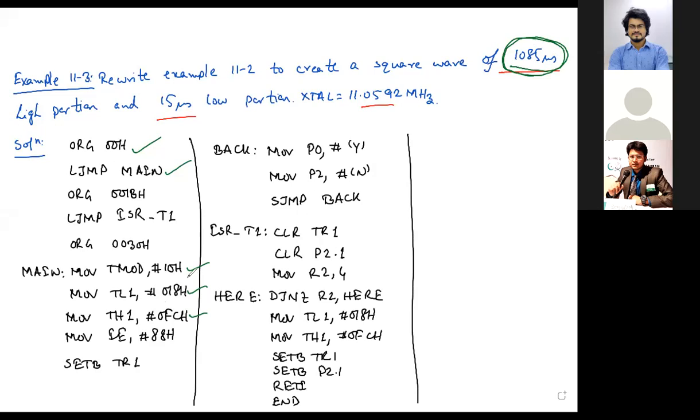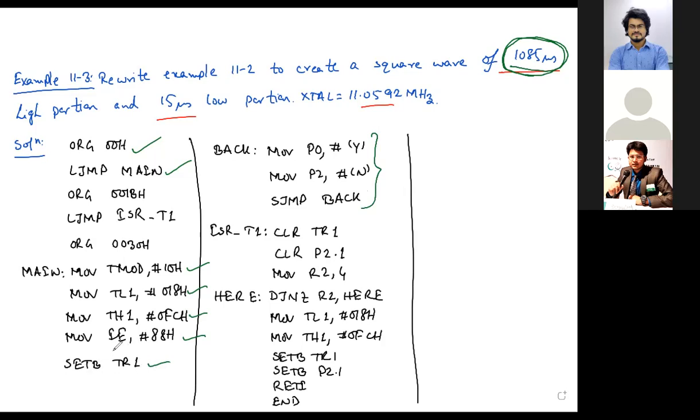Then we load the value 88H in the IE register because we need to enable the EA bit of the IE register. At the same time, we need to enable the timer 1 interrupt. So for doing these two things, the value which is to be loaded in the IE register is 88H. Then we start the timer by SETB TR1. So we know that SETB TR1 will start the timer. After that, we enter this loop and remain in this loop indefinitely. This is what happened in 11.2, our last example in the previous class.